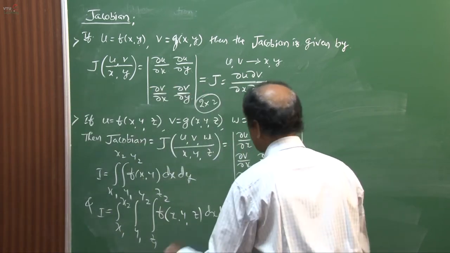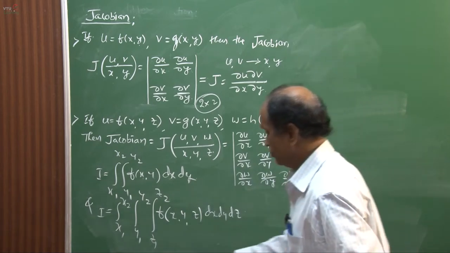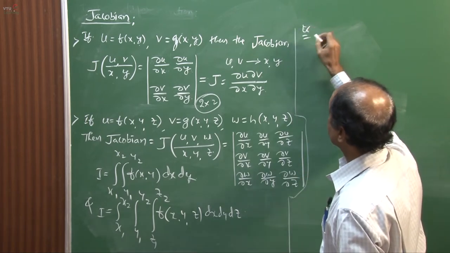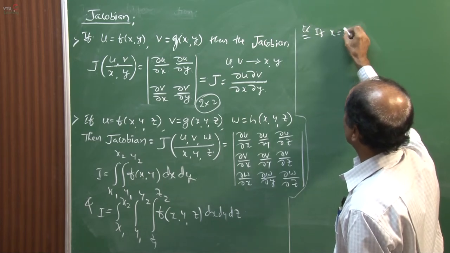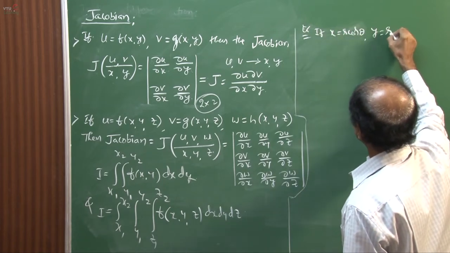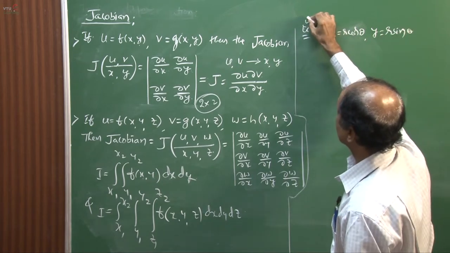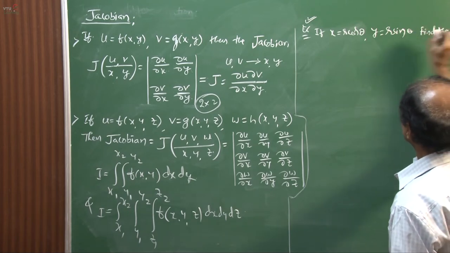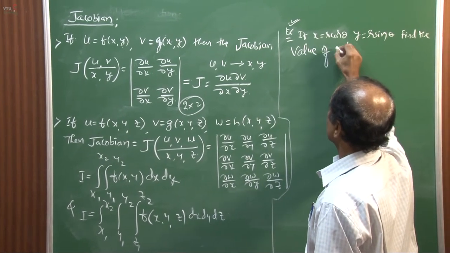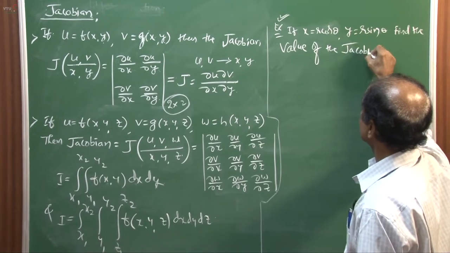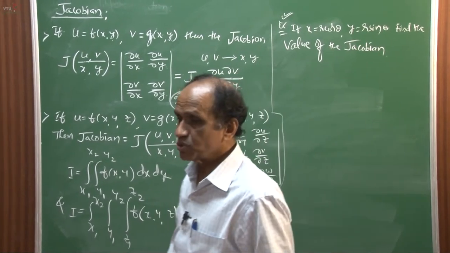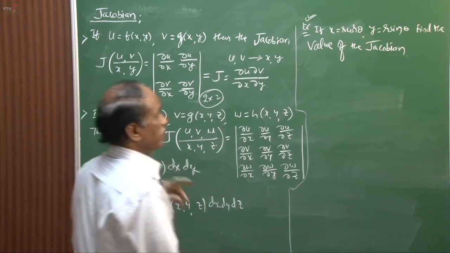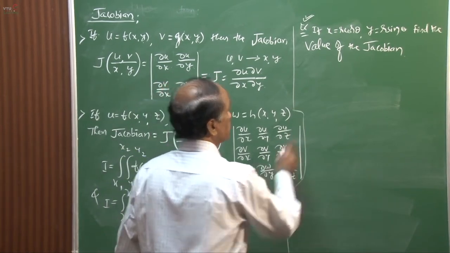Now, here itself I will try to show the application of Jacobian for the case of two variables. If I take an example, if x equal to r cos theta and y is equal to r sin theta, this is an important case which we have to discuss always, find the value of the Jacobian. Only this much. That means two variables are connected to two variables, and then we have to make use of this first determinant.